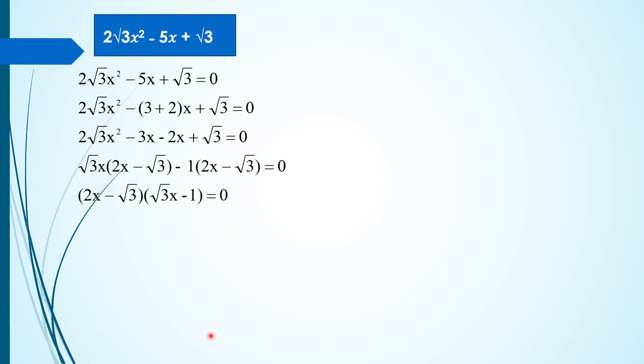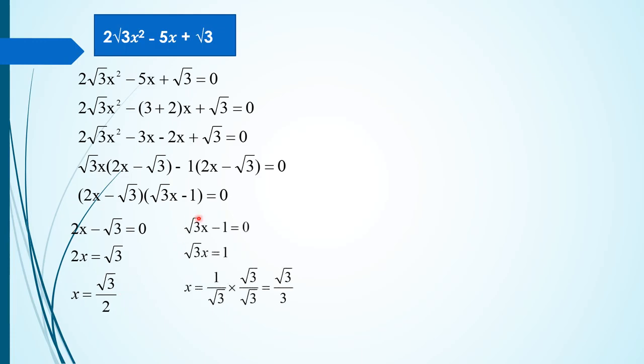Equate both of them to zero, we will get the required zeros. 2x minus root 3 is equal to 0, 2x is equal to root 3. From this x is root 3 by 2. Root 3 by 2 is one zero of the given polynomial. To find the other zero, equate root 3x minus 1 to 0. Root 3x minus 1 is equal to 0. From this, root 3x is equal to plus 1. x is 1 by root 3.